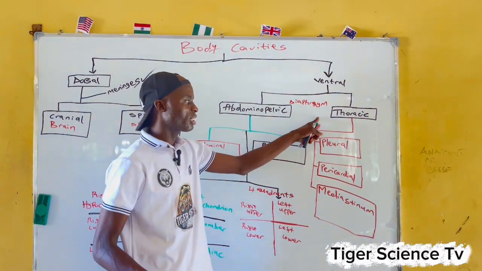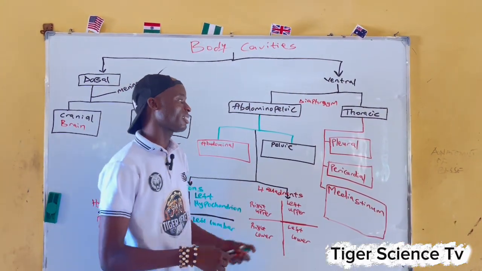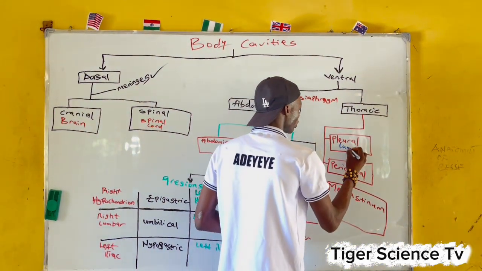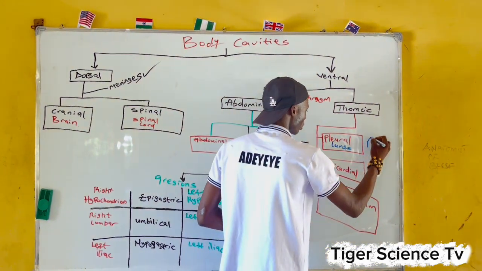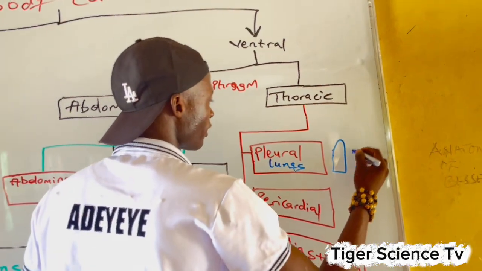Now let's talk about the thoracic cavity. The thoracic cavity is later subdivided into three cavities again. Number one is the pleural cavity. The pleural cavity houses the lungs. You see that? This is the what? The lungs. So we have about the lungs, something like this.